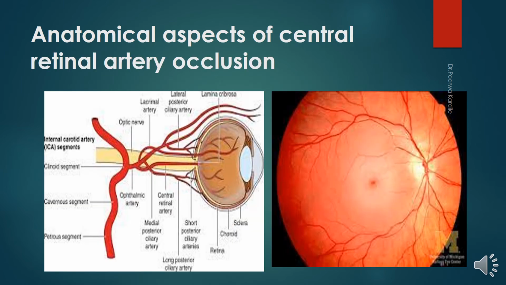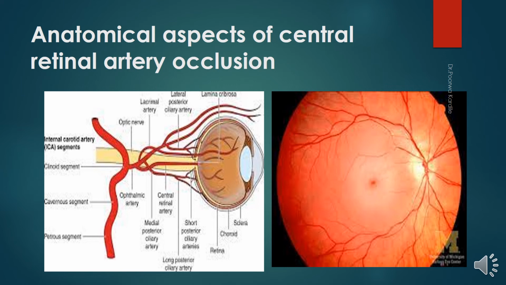The retina receives dual blood supply. The inner part of the retina is supplied by the central artery of the retina, and the outer part of the retina is supplied by choroidal circulation via the posterior ciliary artery. Both sets arise from the ophthalmic artery. The ophthalmic artery is the first branch of the internal carotid artery as it exits the cavernous sinus.